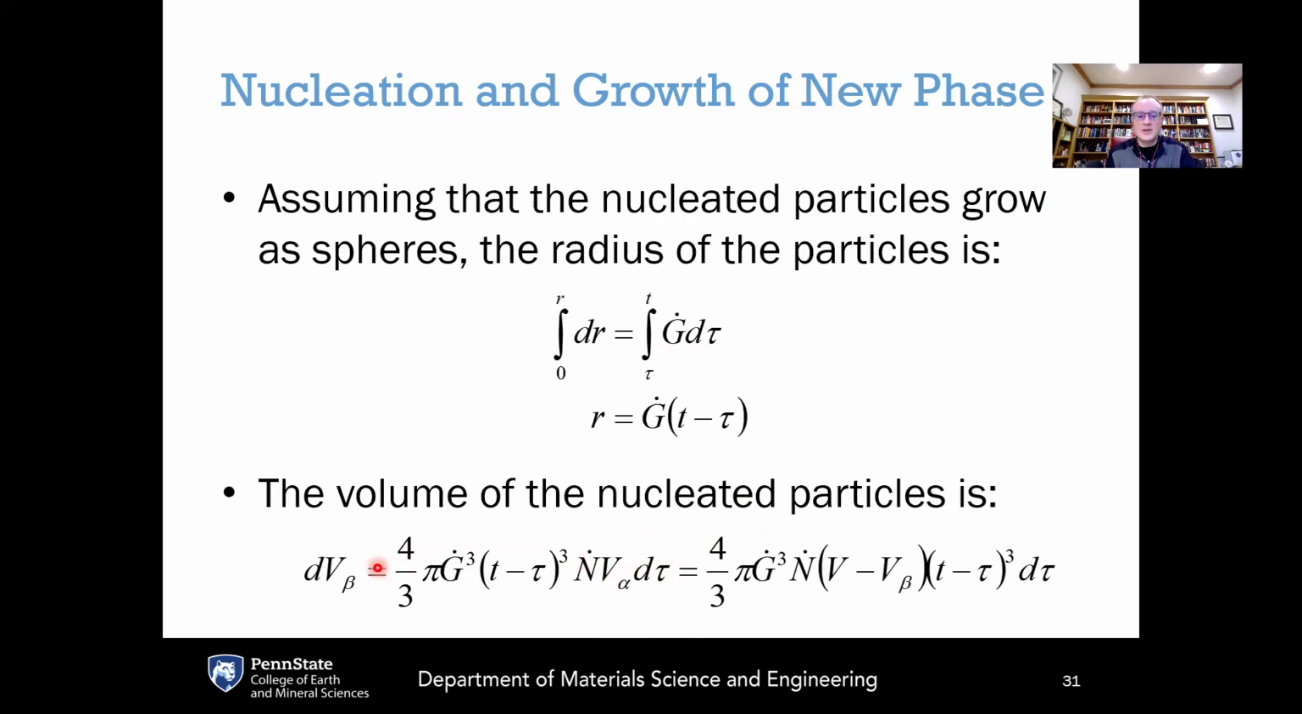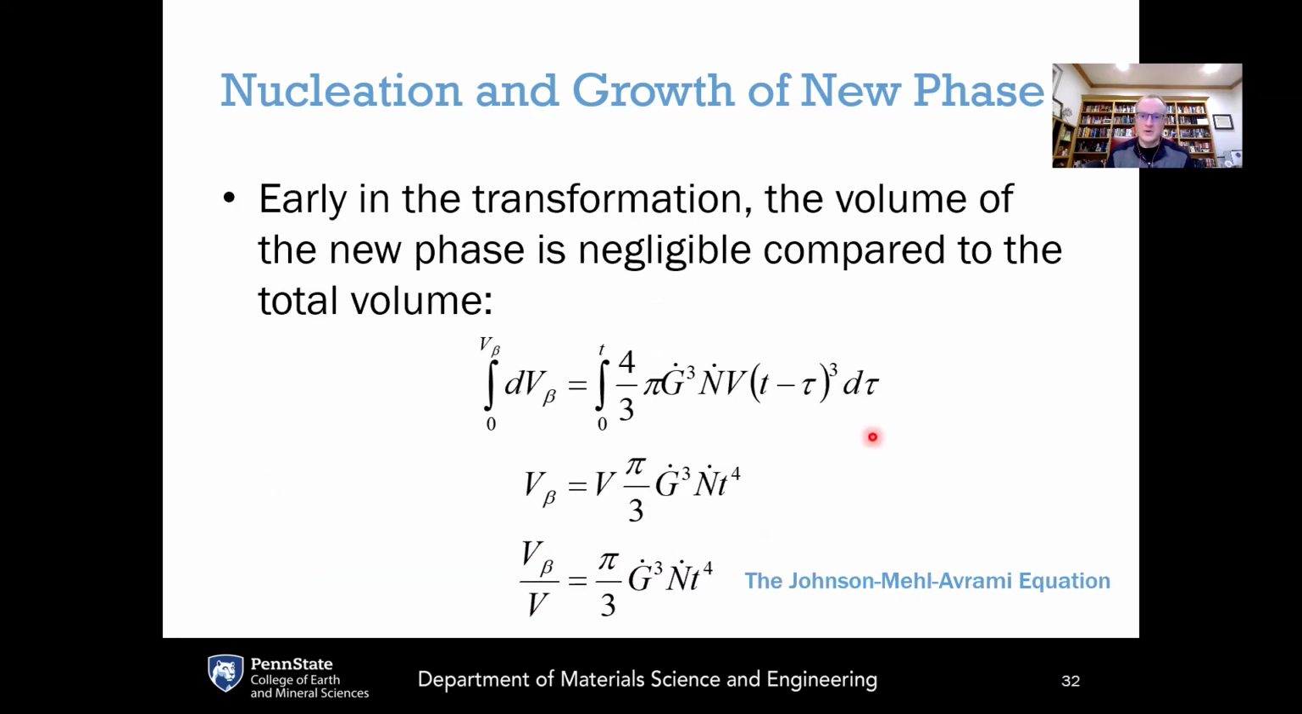Now, what we need to do is we've got the dV beta and the d tau on this side. So let's simplify the right-hand side of the equation as shown here, where we can write the V alpha in terms of V beta. The V alpha is just V minus V beta. Now, we are prepared to integrate both sides of the equation. So we're going to integrate the V beta from 0 to V beta. So this is integrating from initially 0 amount of the new phase beta up to V beta amount of that phase, integrating the right side over the time from time equals 0 to time equals t.